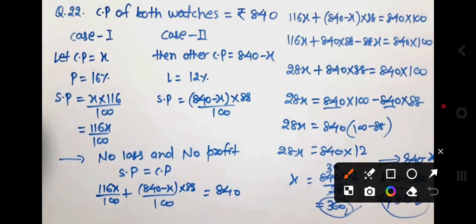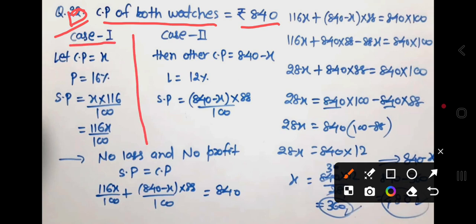Okay, this is 19. The CP of both watches is given in the question, 840 rupees. So case 1. In case 1, the first watch is sold at a profit of 16%. So let the cost price of the first watch be X, sold at a profit of 16%. The profit is 16%, so calculate the selling price.